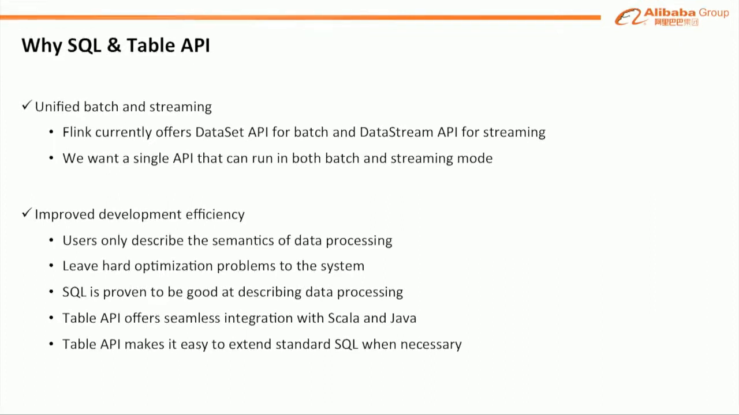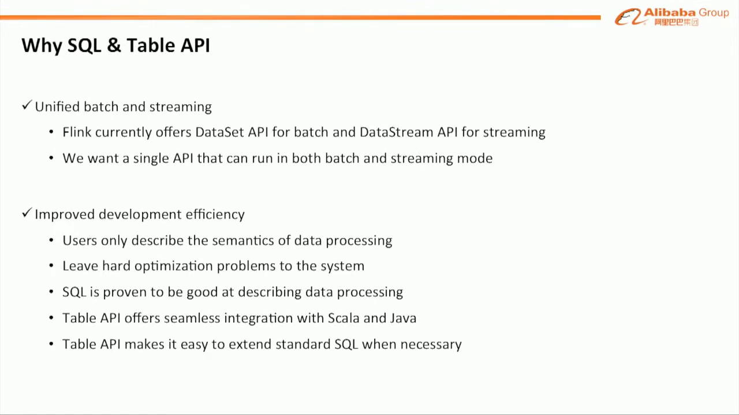So we started to look into SQL. SQL is well known to be very good at describing your data processing logic. With SQL, users only need to express the semantics of their data processing and don't need to worry about the implementation details. They can also leave the hard optimization problems to the optimizer, to the system, and be assured that they can get reasonable performance out of it.